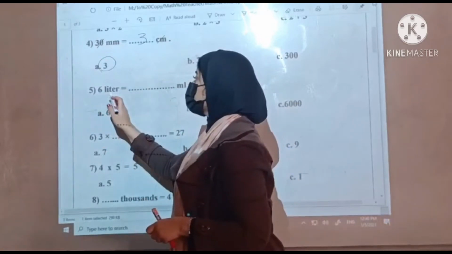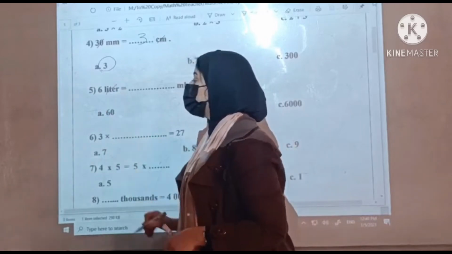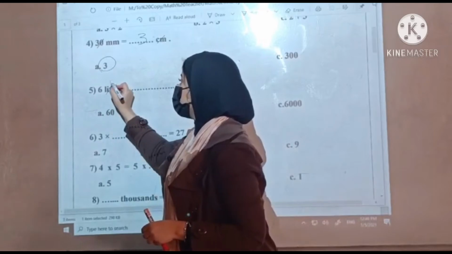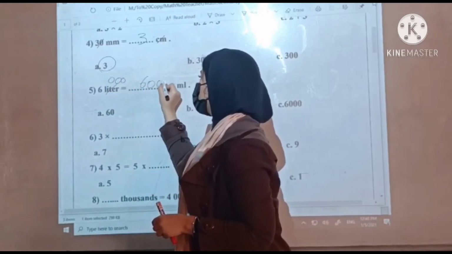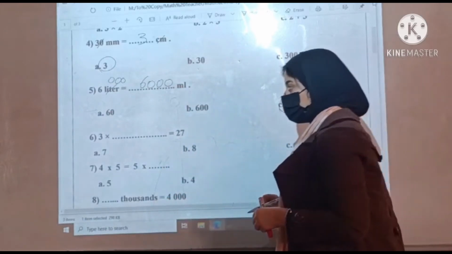The next here 6 liter equal how many milliliter? So I'm gonna cross liter because 1 liter equal 1000 milliliter. So I'm gonna cross liter and put 3 zeros. It will be 6,000. I'm gonna choose 6,000.